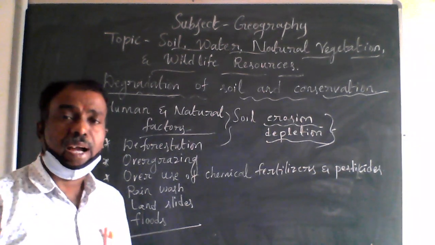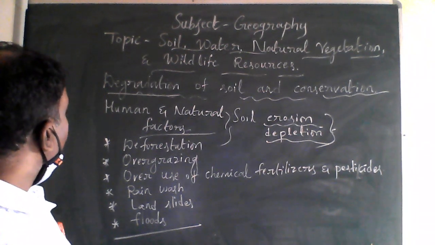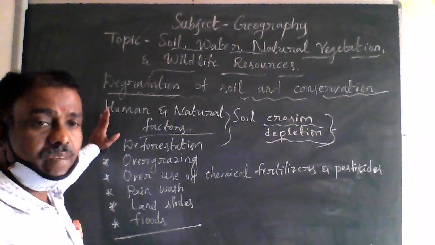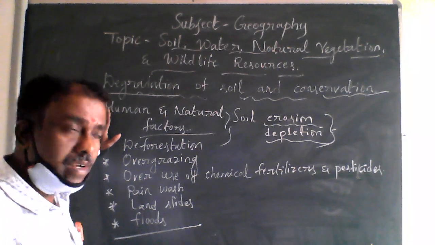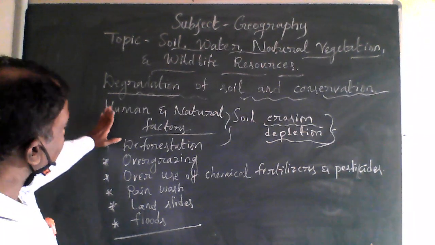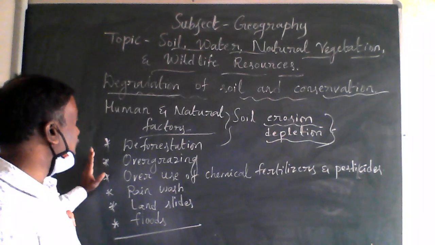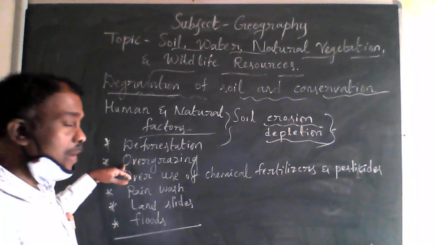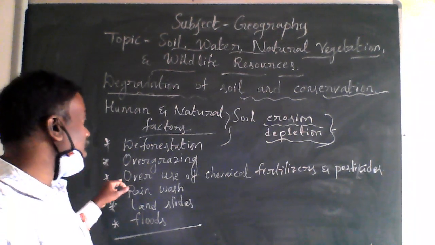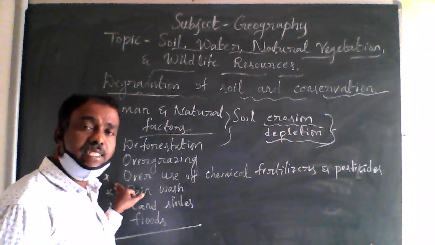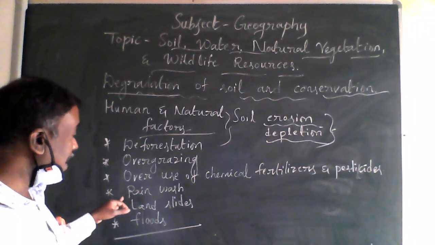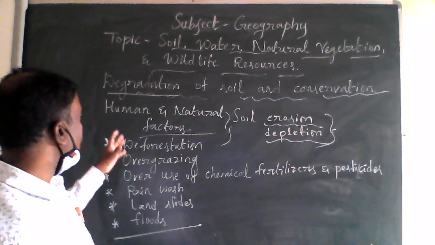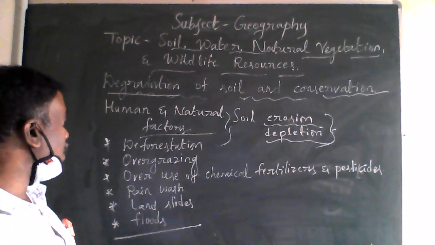Please keep it in your mind. These are some of the major reasons for degradation of soil. Especially, there are human and natural factors such as deforestation, overgrazing, overuse of chemical fertilizers and pesticides, and rain wash, landslides, and floods. So it includes all human as well as natural factors.